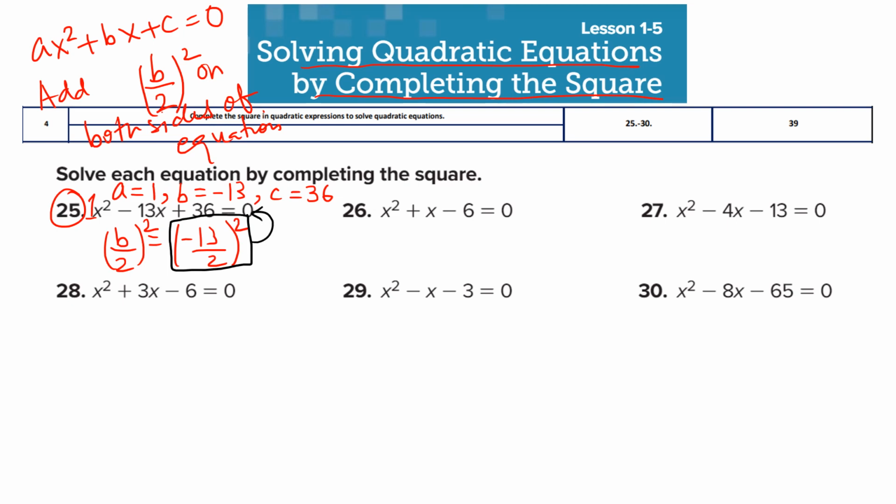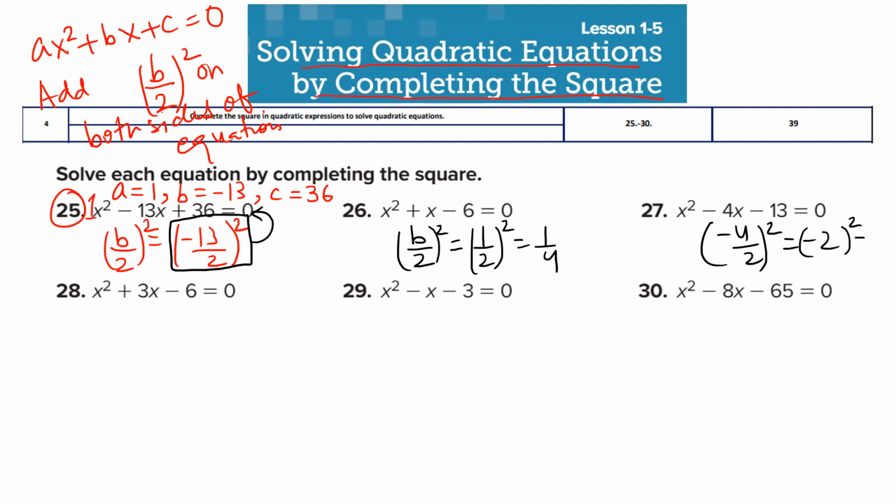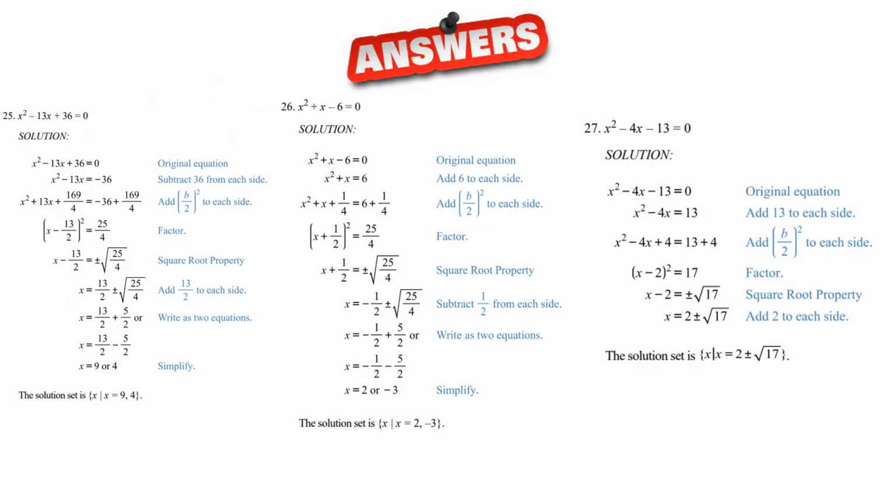In a similar way, if I ask you what is the number that is going to be added, then it will be 1 by 2 whole square, so 1 by 4. Similarly here, sometimes it simplifies also, so minus 2 whole square, so 4, and so on. So we are going to use this formula for completing the square. Let's see how we do it.